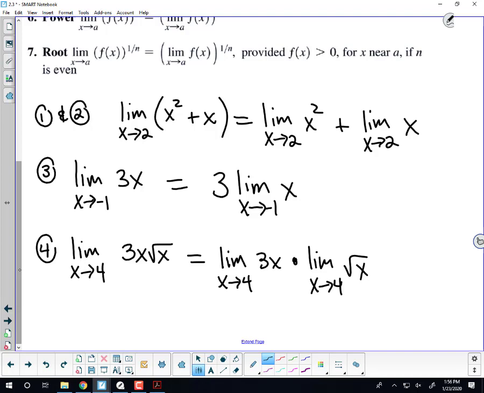Again, in practice, what you would do is probably just try to plug x at 4 and just multiply the result. But does anyone have any questions on this? Hopefully it's pretty straightforward.